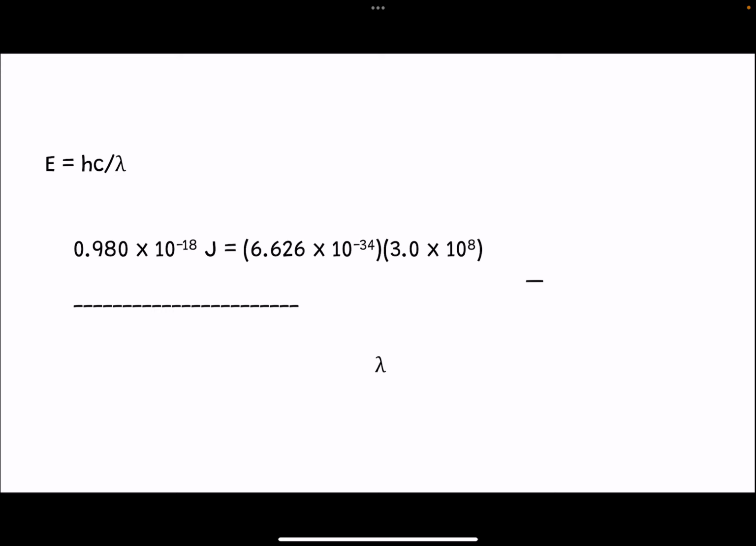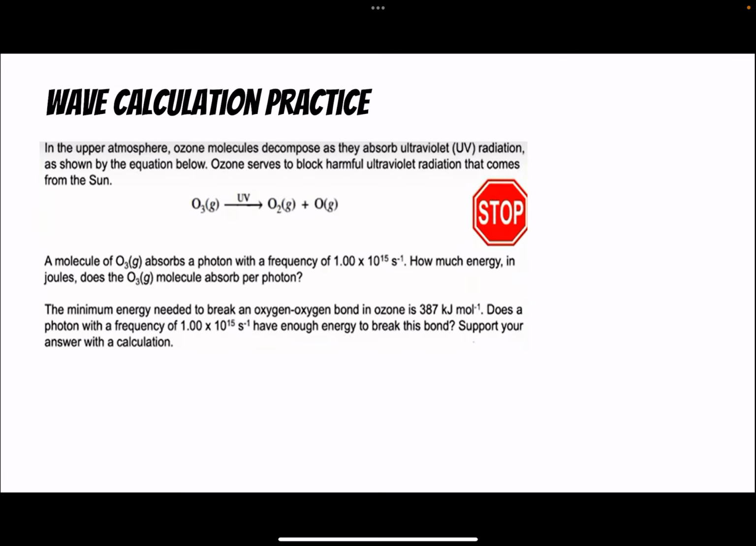All right, so the second part, I already worked it out. In the upper atmosphere, ozone molecules decompose as they absorb ultraviolet radiation, as shown in the equation below. How much energy in joules does the ozone molecule absorb per photon?